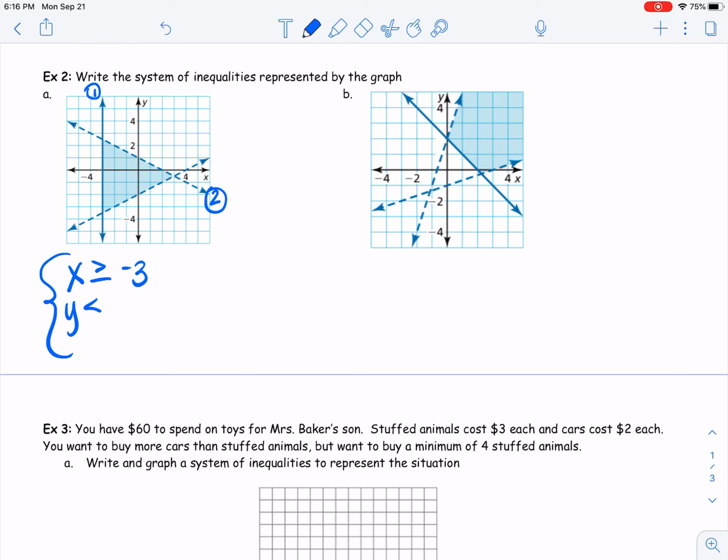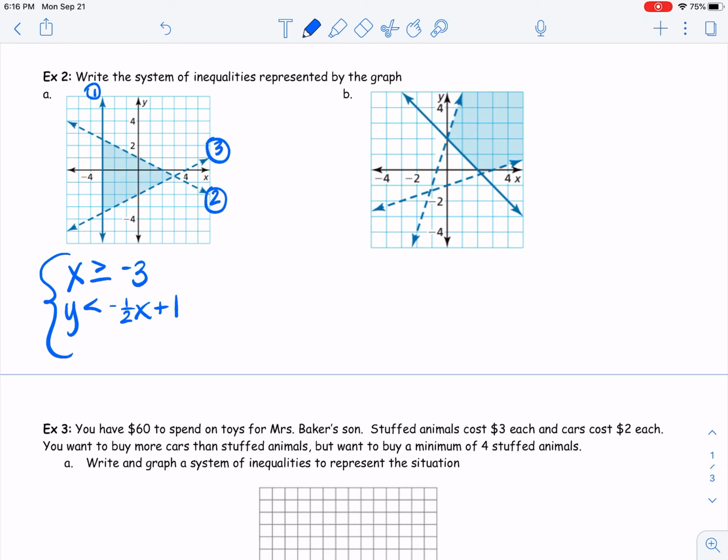I see that it has a -1/2 slope, so -1/2 x, and then it has a +1 y-intercept. So y is less than -1/2 x plus 1. And then the last one is this third one here.